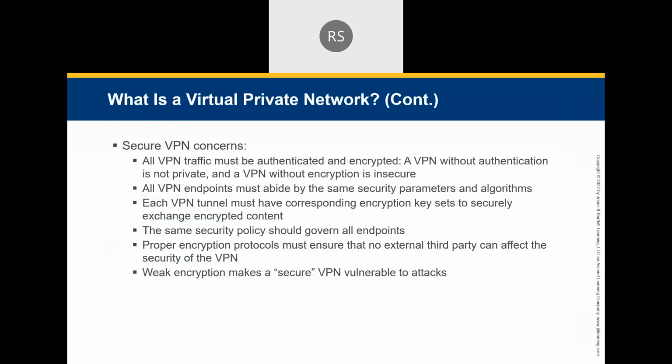Some secure VPN concerns: all VPN traffic must be authenticated and encrypted. A VPN without authentication is not private, and a VPN without encryption is insecure. You also want to have consistent security parameters. All VPN endpoints must adhere to the same security parameters and algorithms. This ensures uniformity in the security measures across all network access points.